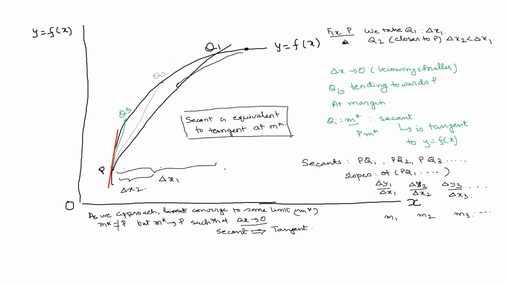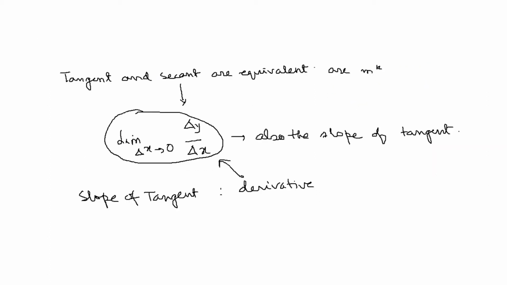So you can see over here that Q1, Q2, Q3 are approaching P, and the limit is the tangent. So as del x tends to 0, the limiting case is the tangent. So as we converge to some limit m star, Q tends to P, which means that del x tends to 0. In that case, the secant will become the tangent. So at m star, the tangent and the secant are equivalent.